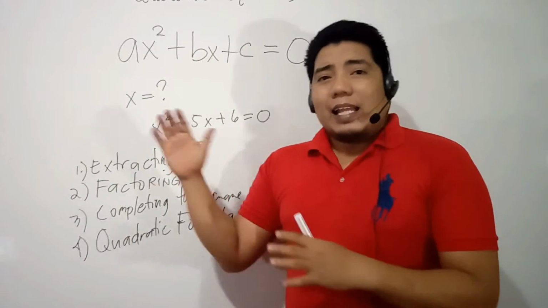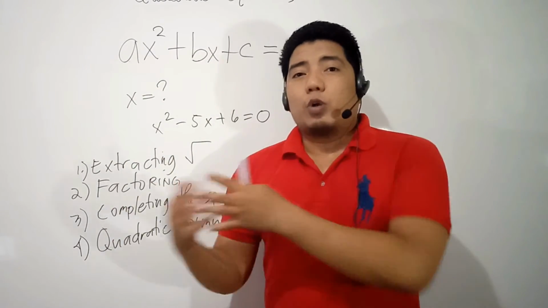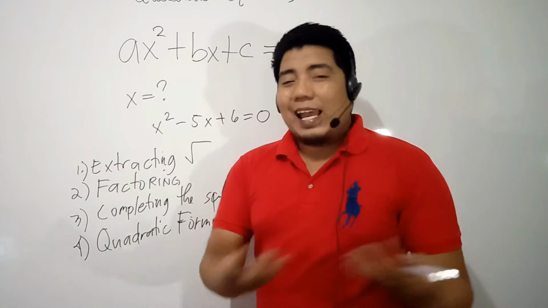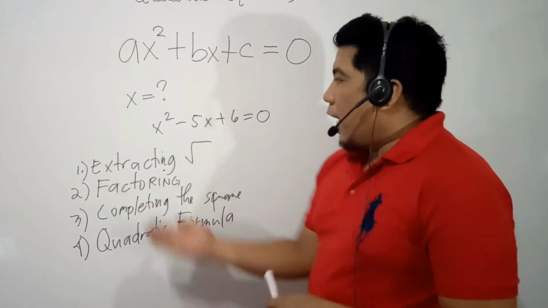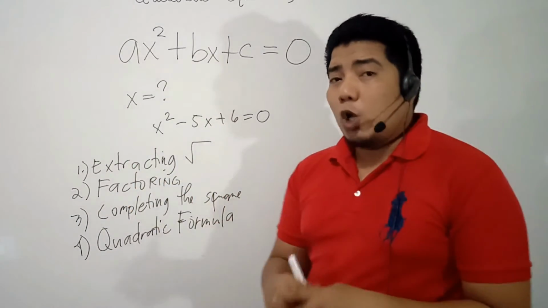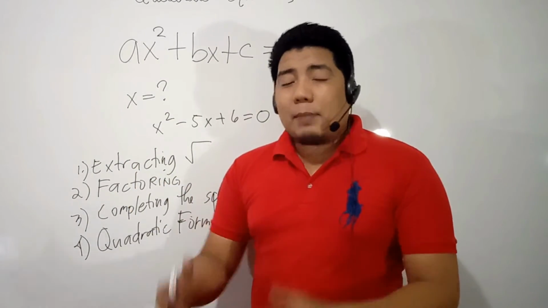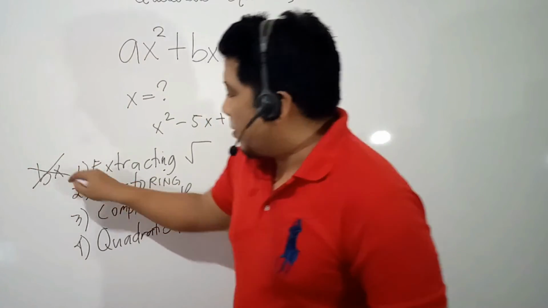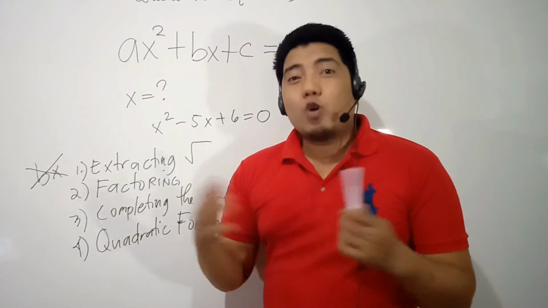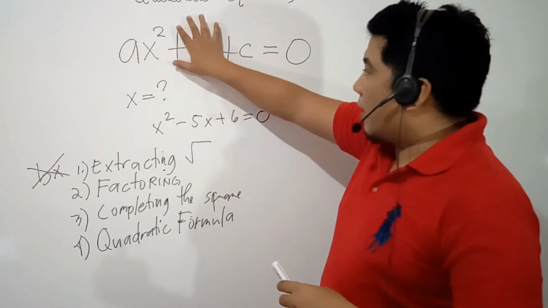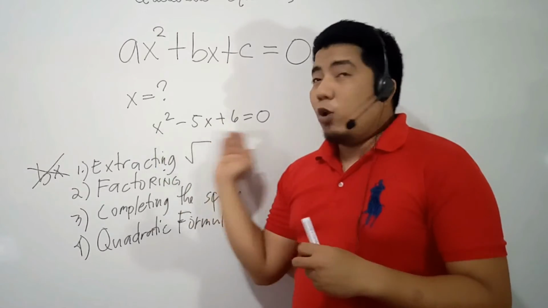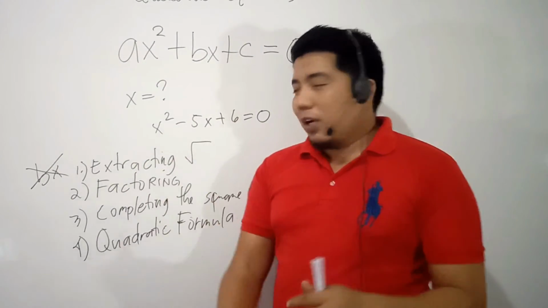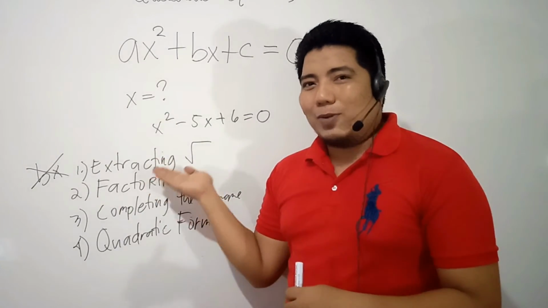Now, these four methods have their own pros and cons, meaning their own advantages and disadvantages. The first one is extracting square root. Normally, extracting square root can be applied if and only if you have no linear term, no bx. Now, in our given, we have a linear term, the negative 5x. So therefore, we cannot apply extracting square root here.